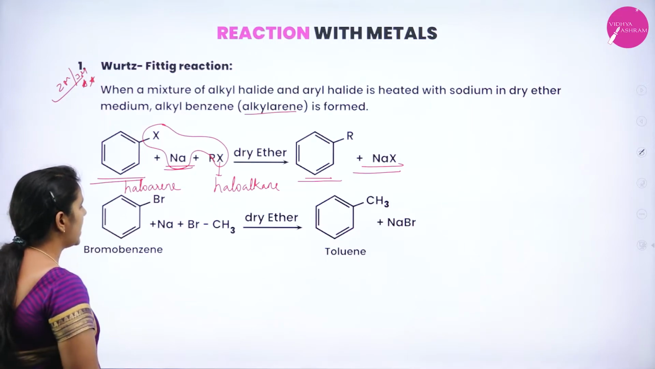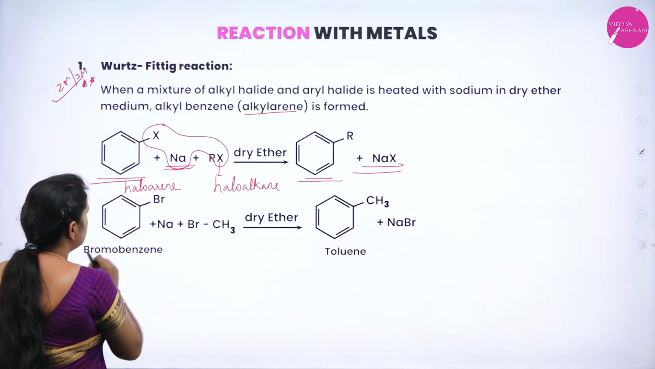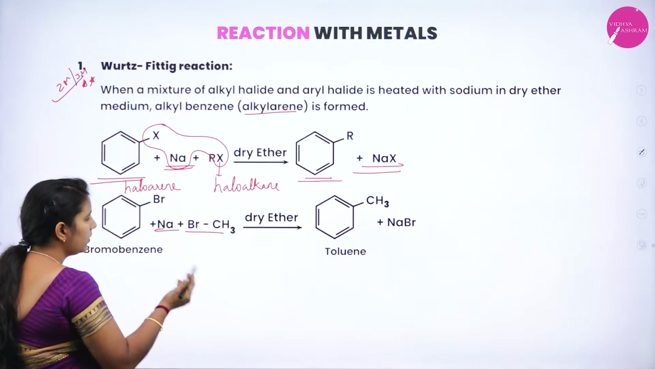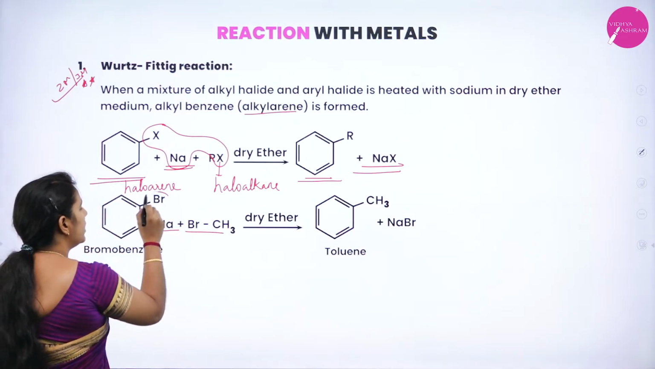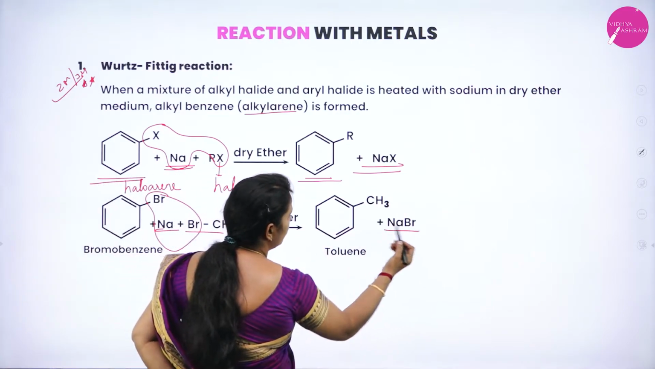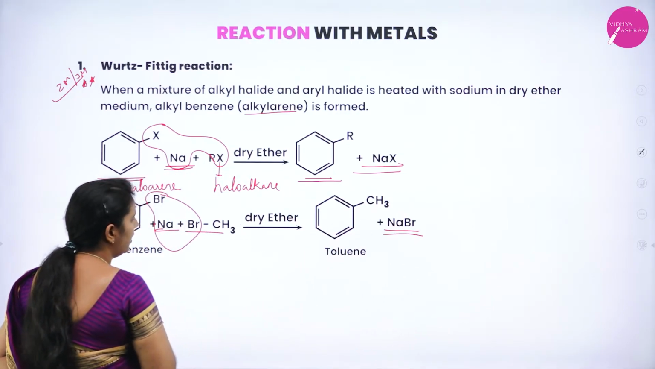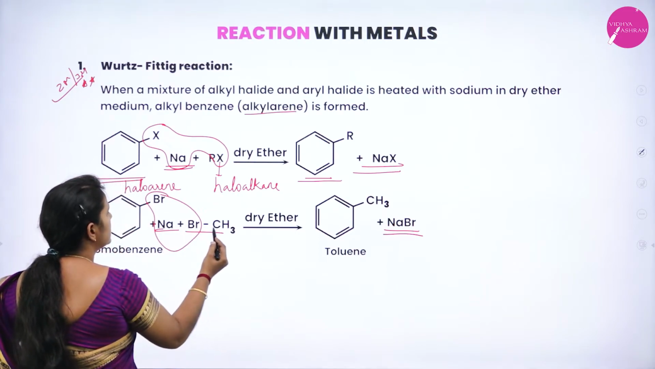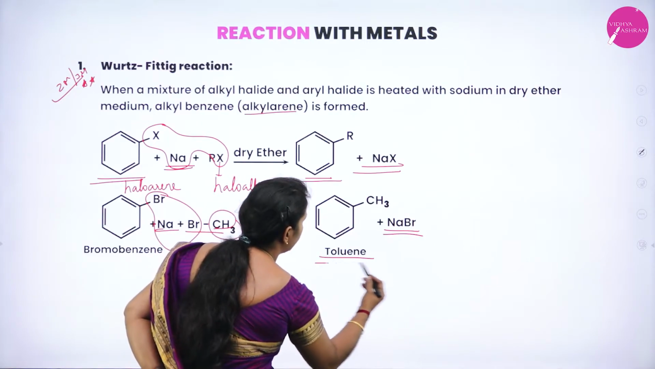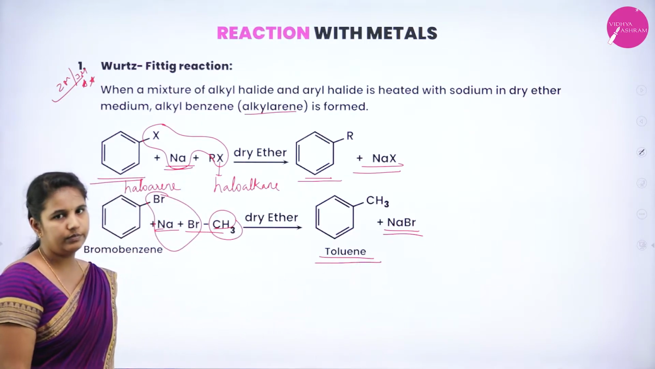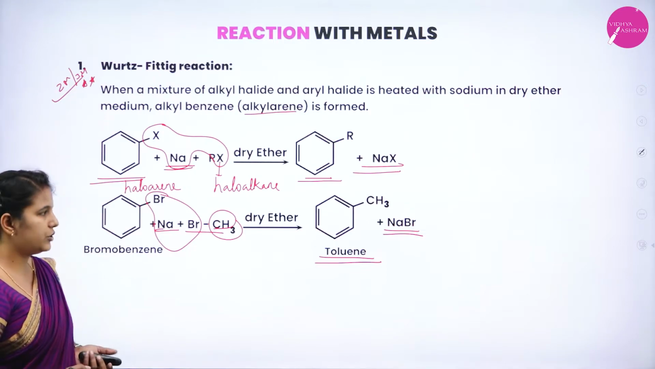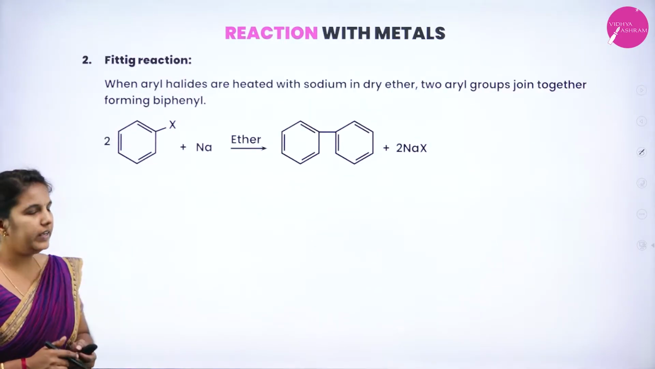We'll take up one example. So here, this is bromobenzene which has been treated with bromomethane. So again, our sodium will carry this bromine to form NaBr. In the presence of dry ether, this CH3 group will occupy the ortho position, thereby it forms toluene. Okay, this is known as what? Wurtz-Fittig reaction.